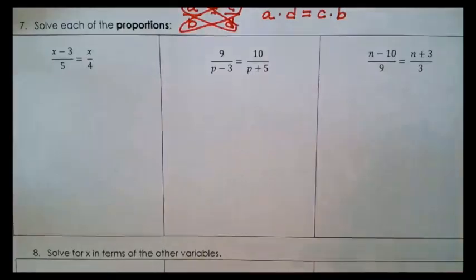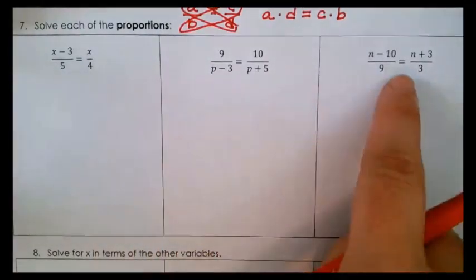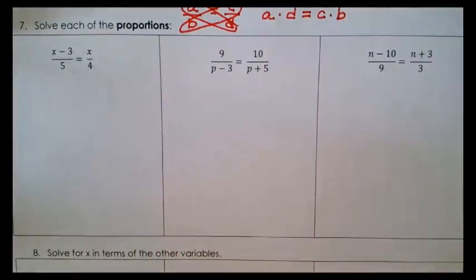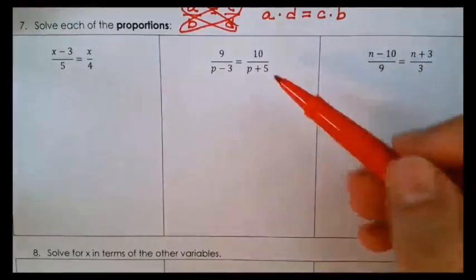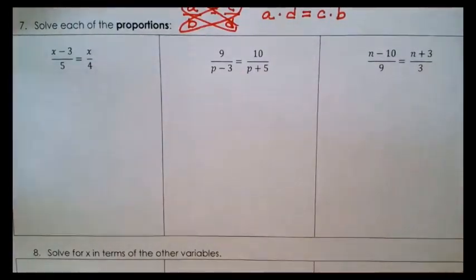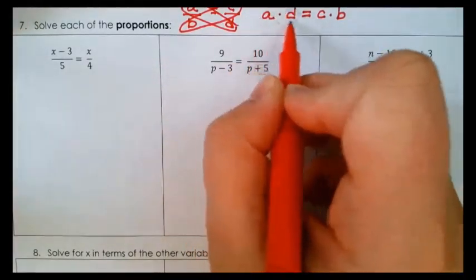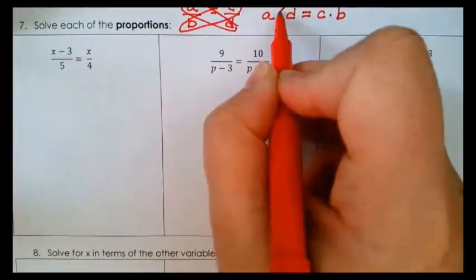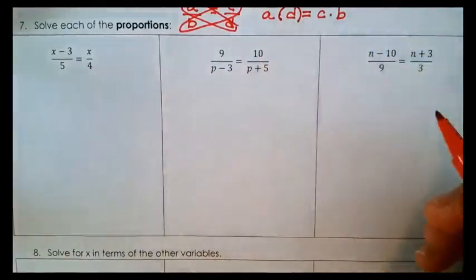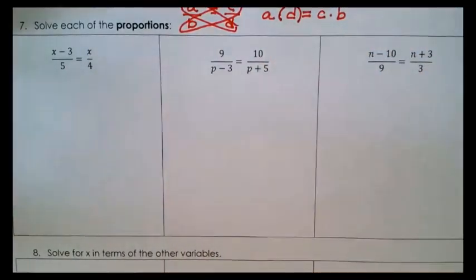Now, you'll notice that in a lot of these examples, you're going to have a binomial or maybe even a trinomial in either part of the fraction. Now, to protect those, you're going to have to make sure that if you have a binomial, for example, if D was a binomial, you'd protect it by putting it in parentheses. Let's take a look at some examples.